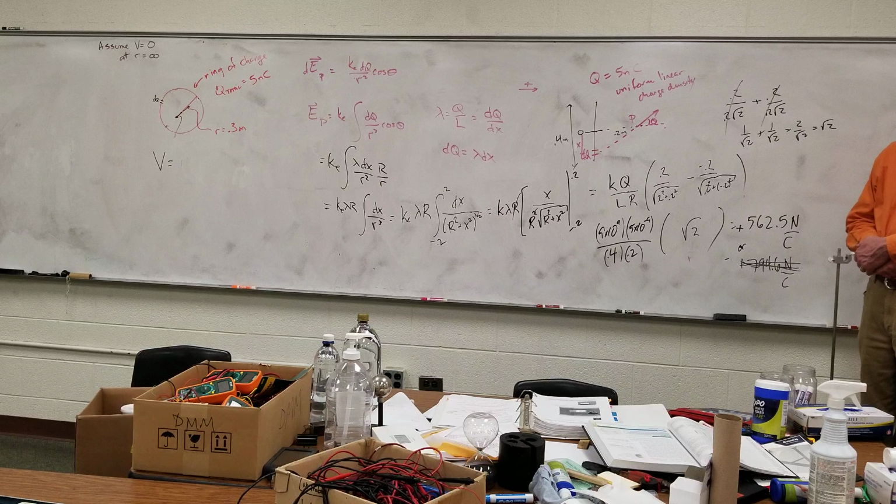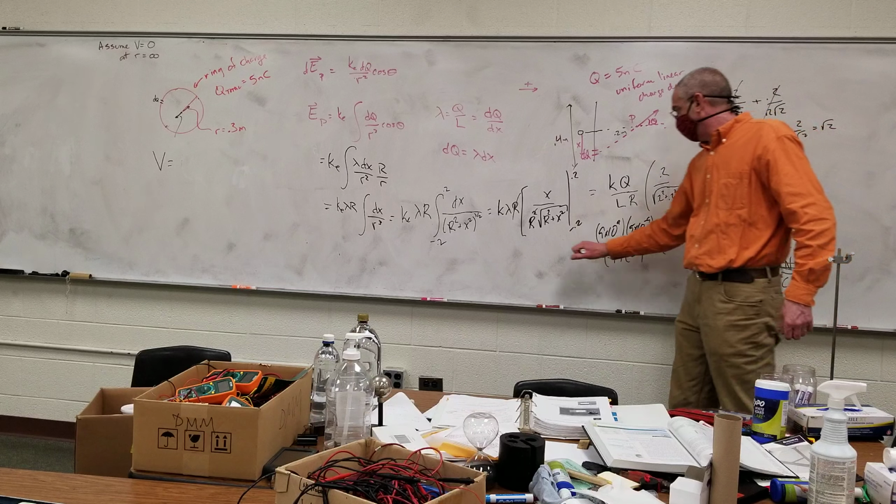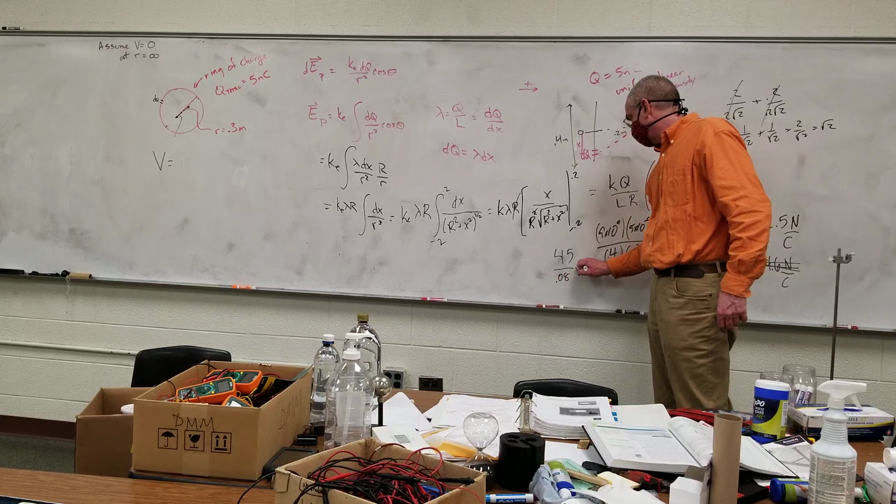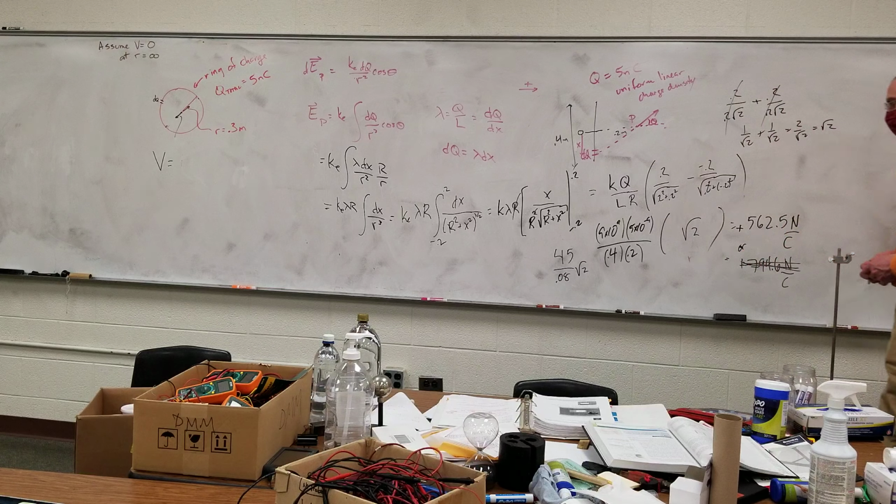So I got 795.5. It's 9 e to the 9th and 5 e to the negative 9. Square root 2, then divided by 0.4 and 0.2, right? Yeah, I'm getting 795.5. So the numerator here would be 45. 45 divided by 0.08 times the square root of 2. Oh, yeah. So 45 divided by 0.08, or just all at once, what is it?